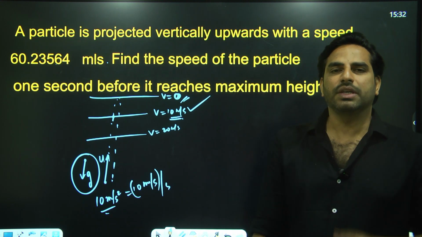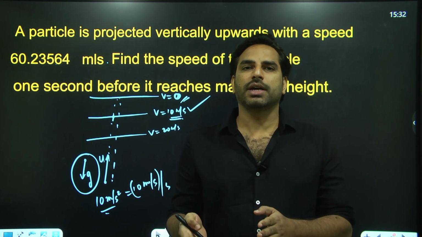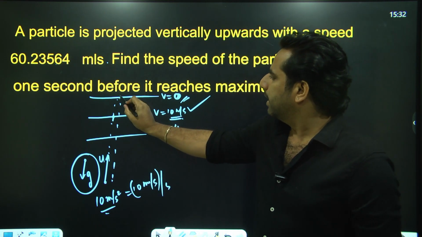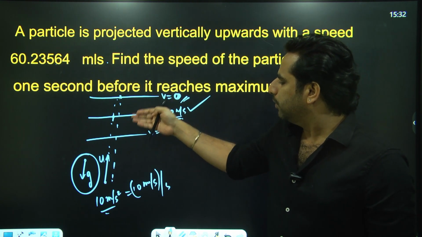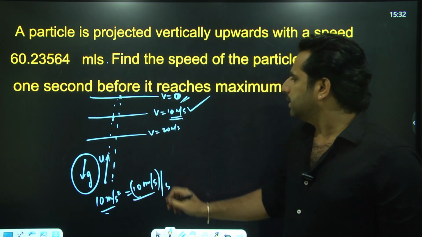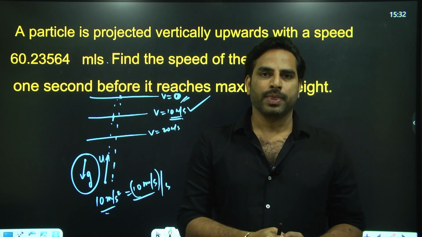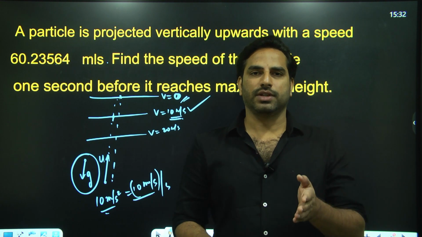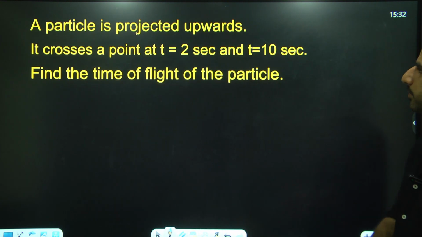Not just this, if the question is, what is the speed of the particle 1 second after reaching maximum height? Same thing. Now at the maximum height, the speed of the particle is 0, then it starts gaining velocity at the rate of 10 meter per second square. So next second, the speed would be 10 meter per second. And the direction of velocity would be downwards. That's the only difference. Let us take another example.